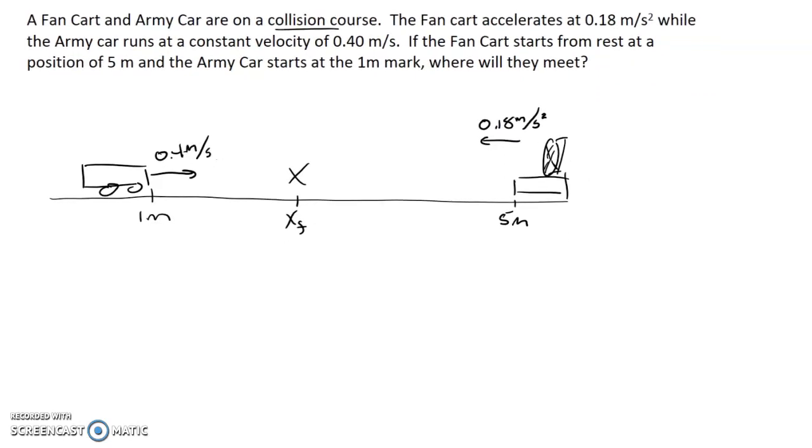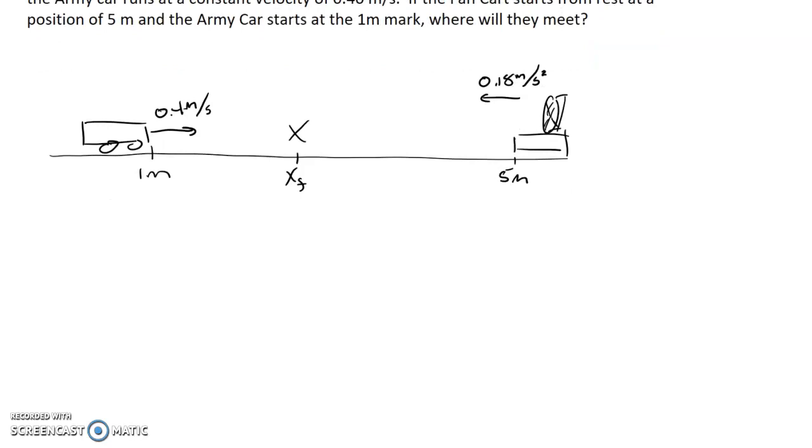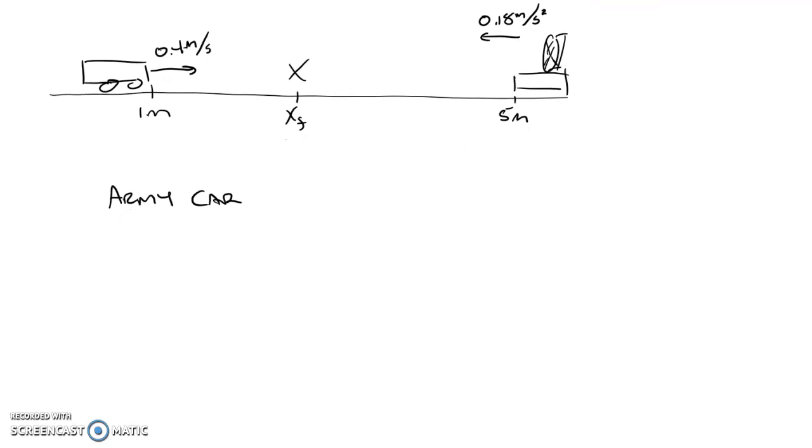So anytime you have multiple objects moving and they're interacting with each other, every object that is moving should get an a-t-v-x table. Basically, their motion can be described by those variables, and we can write some equations to relate them. So let's start with our army car. The army car is going to have an acceleration, a time, a v initial, a v final, an x initial, x final. And the fan cart is going to have those variables as well.